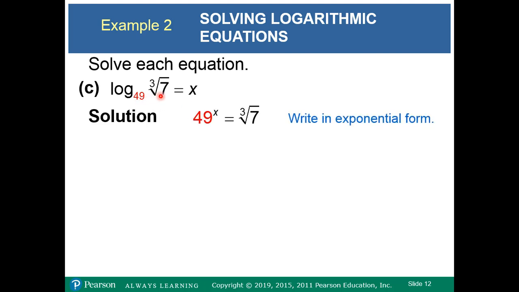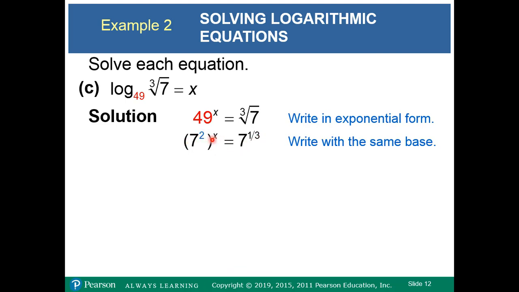Now, if we raise 49 to the x, exponential form, that is equal to this. Now, all we have to do is, can we make the bases the same? Or can we rewrite this so that we get something like this over here? Well, this is equal to 7 squared. This is equal to 7 to the 1/3 power. So now we've got the same base.